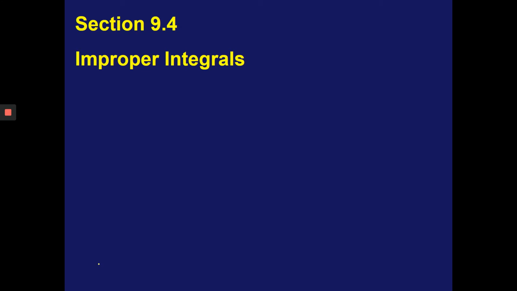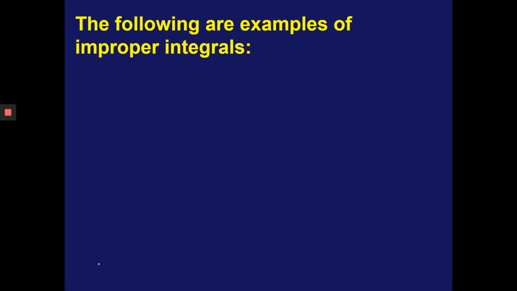Okay, so this section we really need for finding where series converge and diverge. This is a test that we will be using later. So here we go. These are all examples of improper integrals. And the first one is easy to see. We're going to infinity. So that makes this improper.